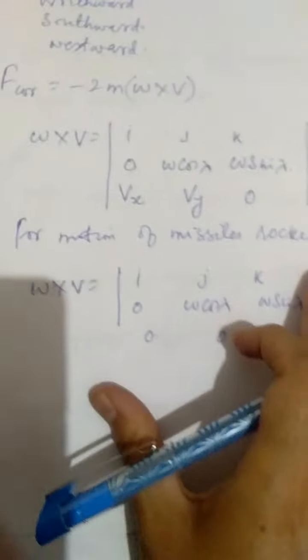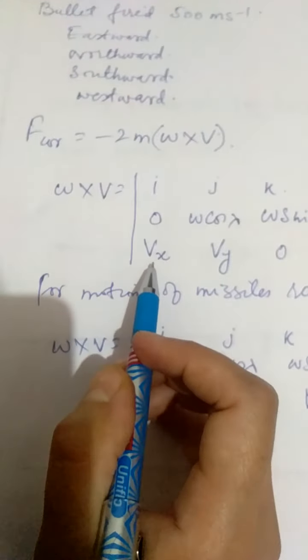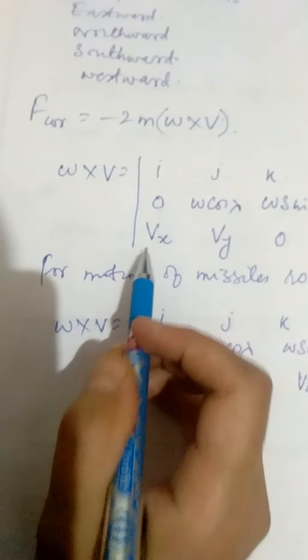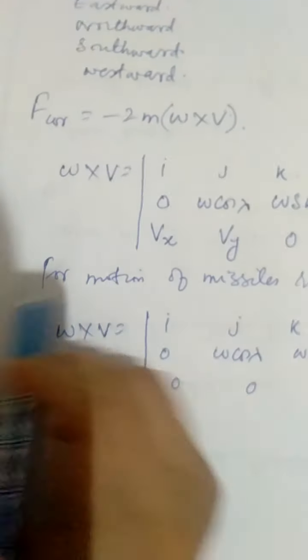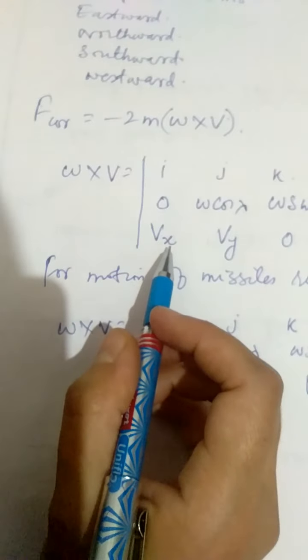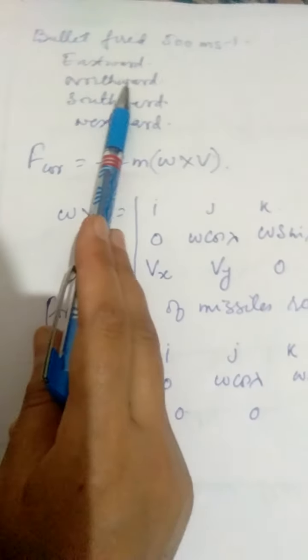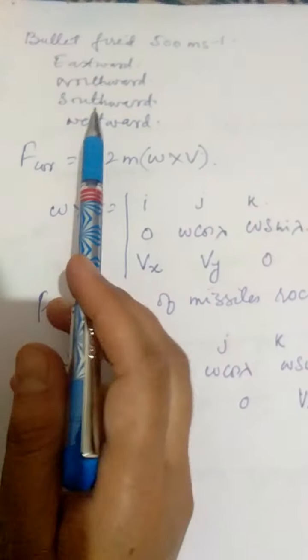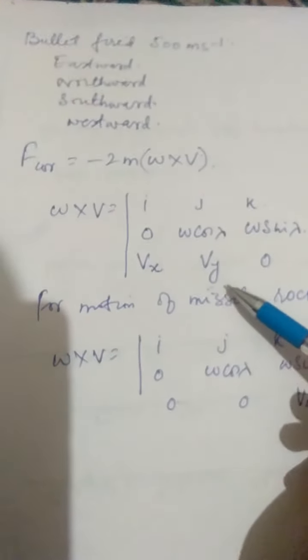One more thing that you need to know is that if the object is moving eastward, remember, the x-axis depicts the motion in the eastward and westward direction. Vx will be taken positive if the body is moving eastward. Vx will be taken negative if the body is moving westward. Vy will be taken positive if the body is moving northward. Vy will be taken negative if the body is moving southward.